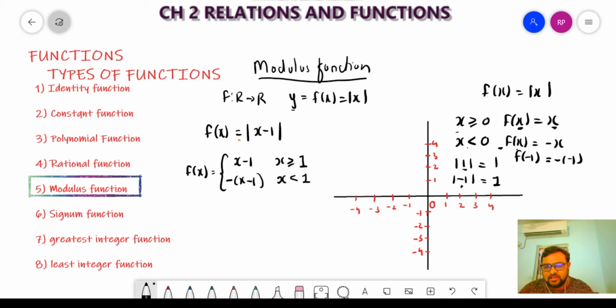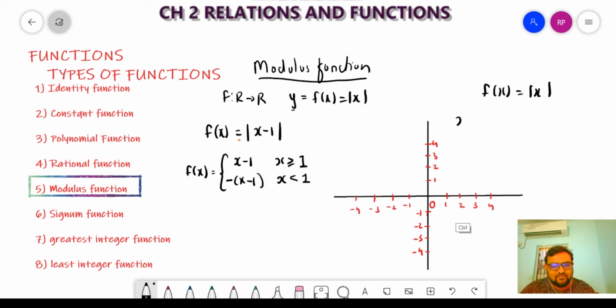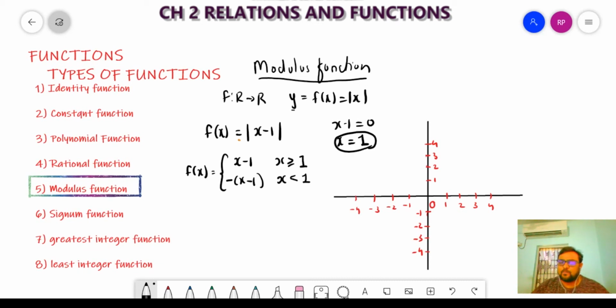Similarly, in this function, if I take f(x) equal to modulus of x minus 1, then what I need to do is x minus 1 equal to 0. So x is equal to 1. So I need to take two different parts, greater than equal to 1 and less than 1. Clear? When it is greater than equal to 1, it's x minus 1, and when less than 1, then I will put minus of the function. Clear? Okay.